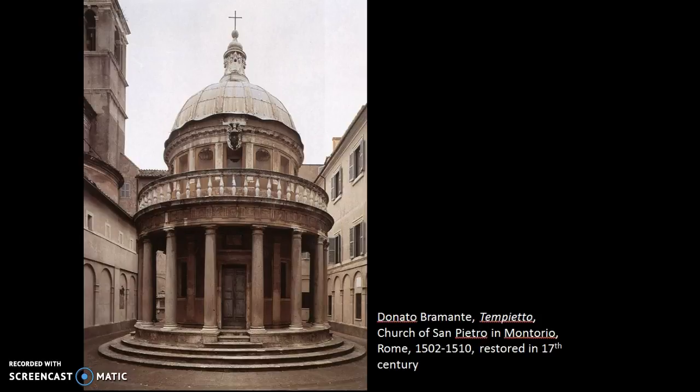This is a really great example of a Renaissance temple for the period. It's probably one of the best examples. So I want you to read about that in your book.